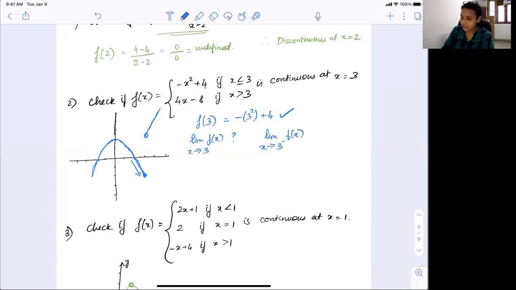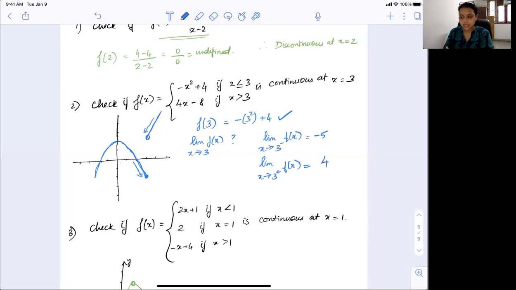So the limit here is going to be minus 5. As I approach 3 from the right-hand side, what's going to be the limit? Well, if I'm approaching 3 from the right-hand side, I'm going to be looking at the functional value right there. And that seems to be approaching, I believe, 4.